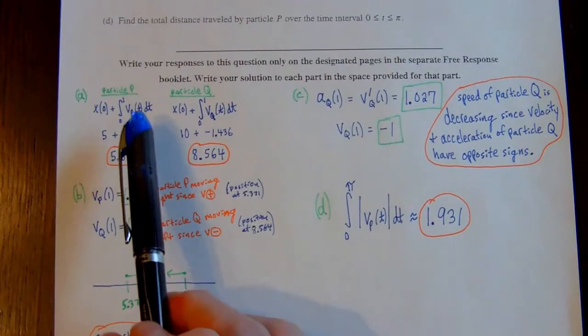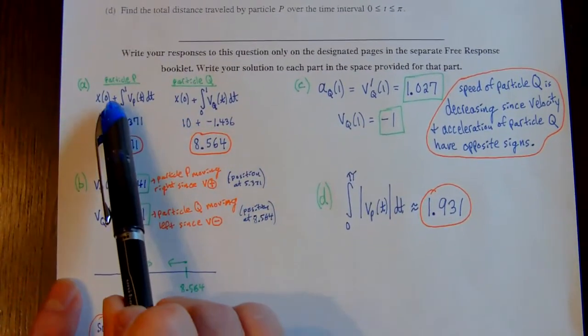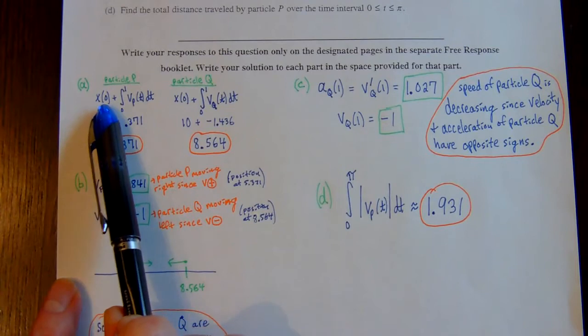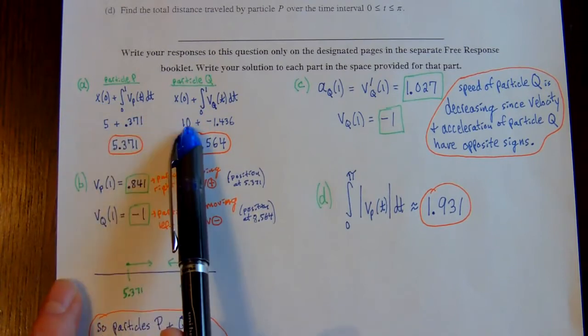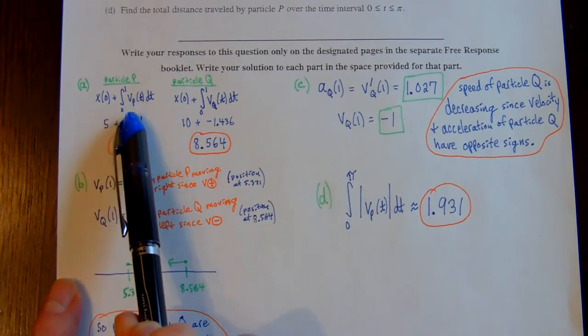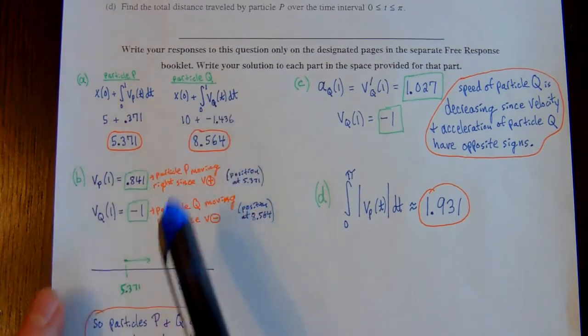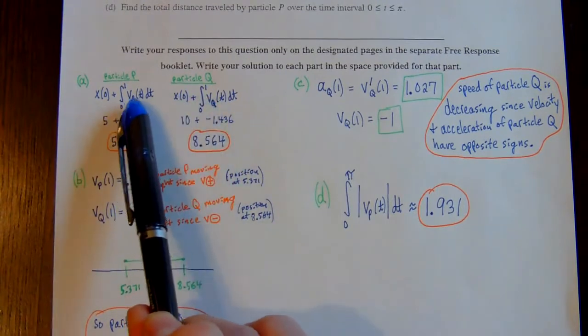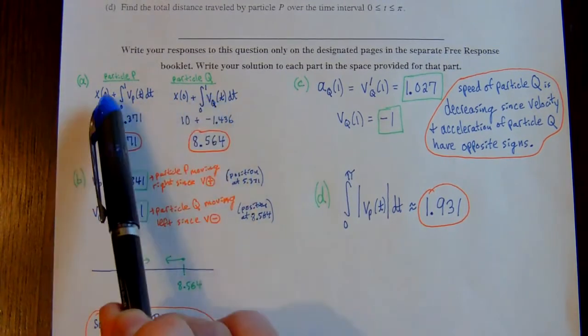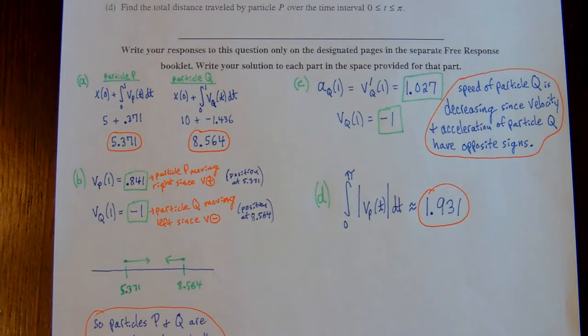So basically, to find the position at 1 for both of these, I'm going to do the initial position at time t equals 0, which is what they gave us, the 5 and the 10. And I'm going to do the integral between 0 and 1 of the velocity for particle P and the velocity for particle Q. So that'll tell us where we went in that first second, and this will take into account that initial position right there.